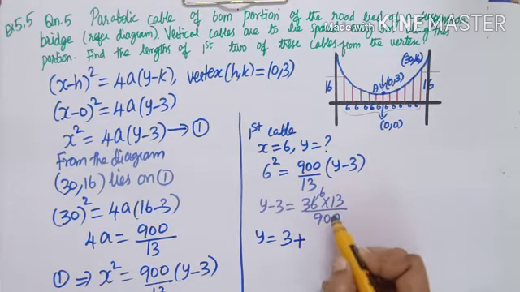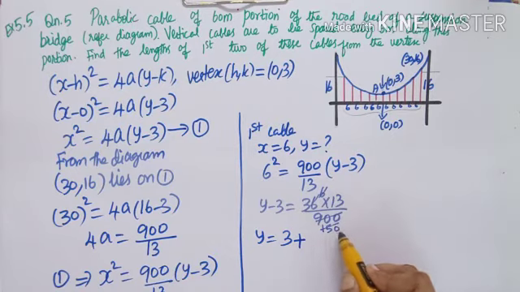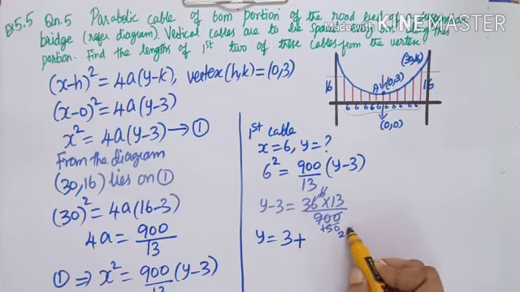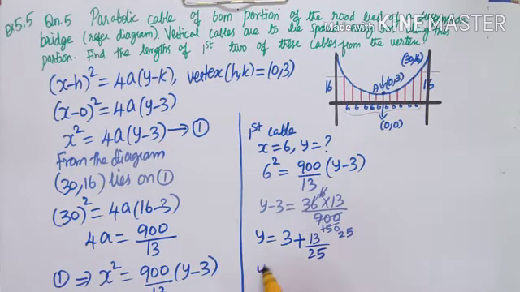Cancelling 6 sixes, 150 times. Again I can cancel. y equals 3 plus, simplifying this we get 52. So y equals 3.52.